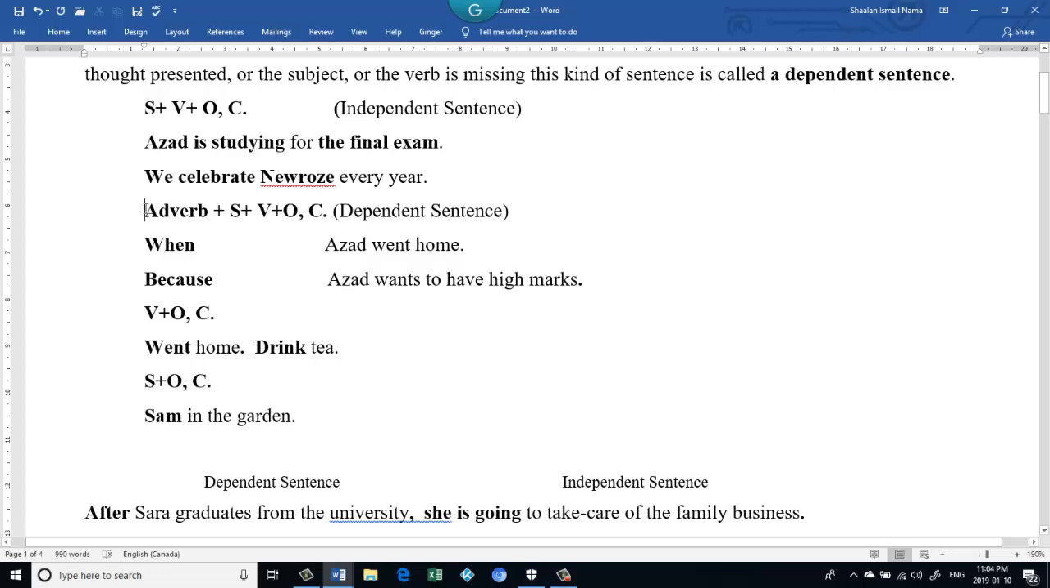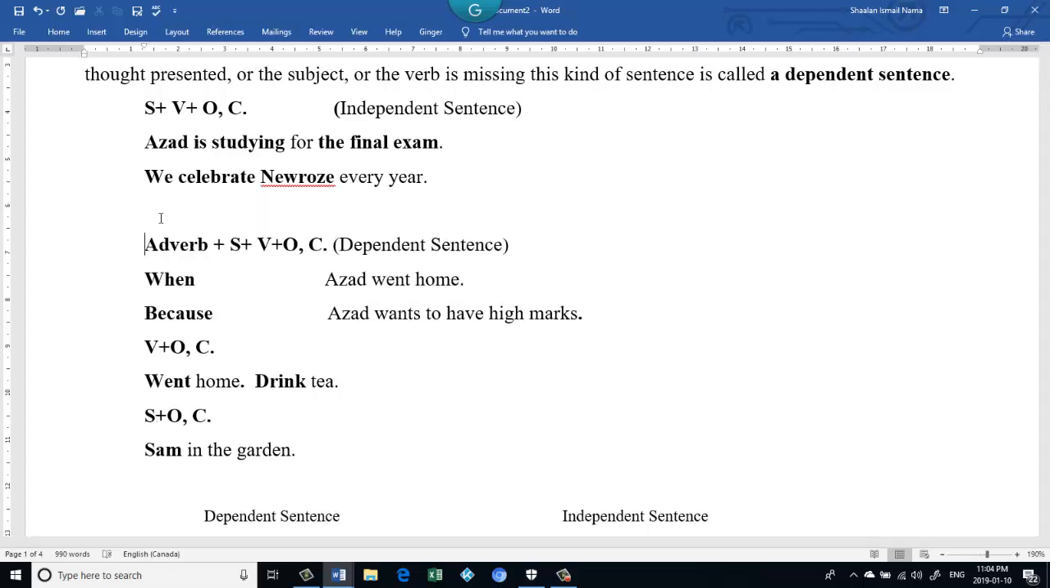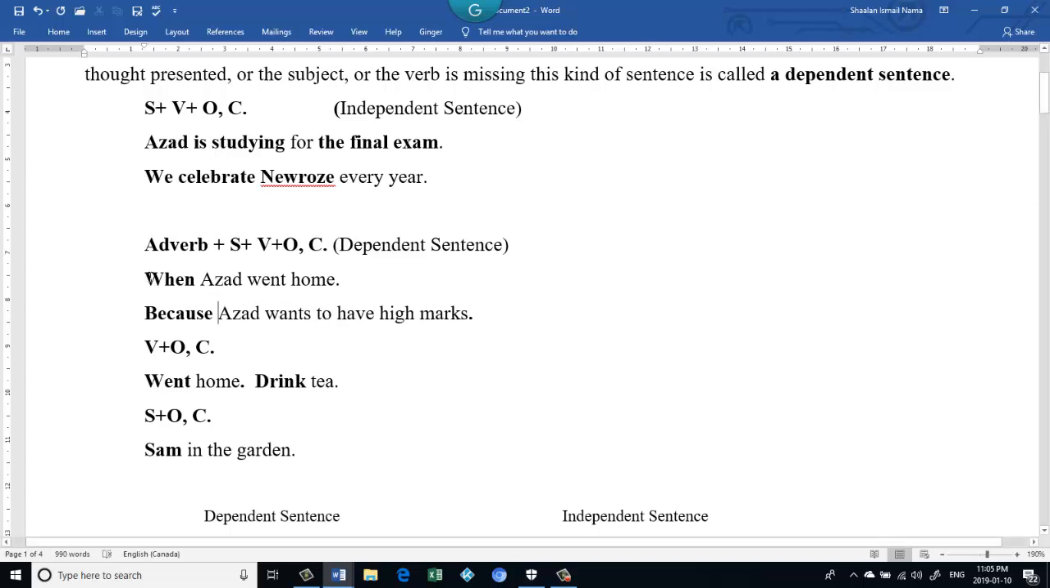Let's look at the second type of sentence. Here we have an adverb, then we could have a subject, then a verb, then an object, or it could be a complement. We call this a dependent sentence. Let's look at how the sentence acts as a dependent sentence. If we look at the first one, we say here, when Azad went home.